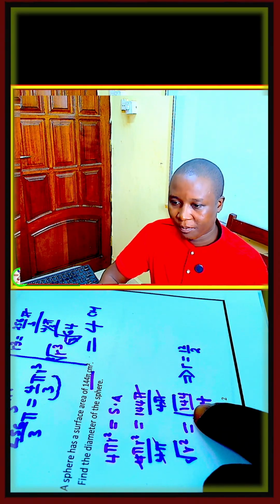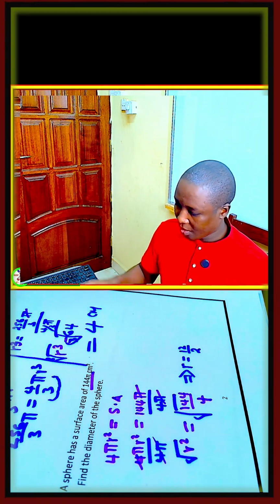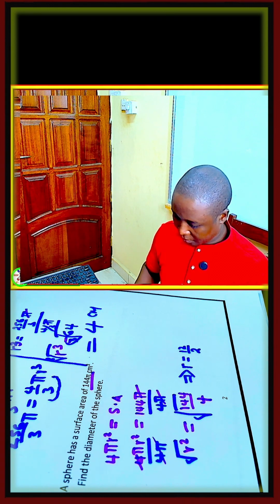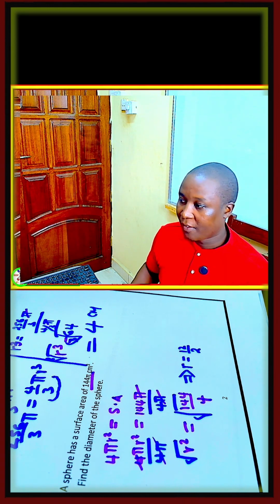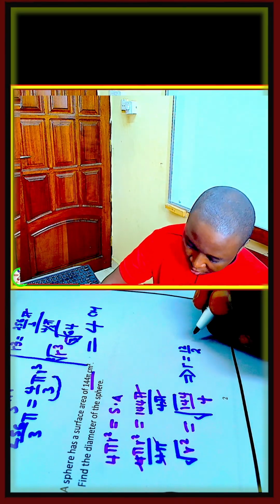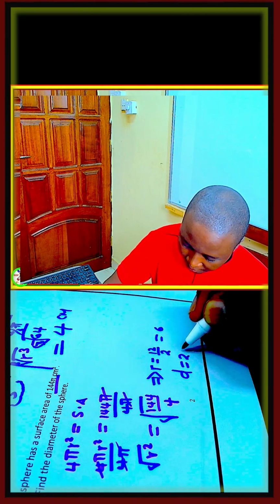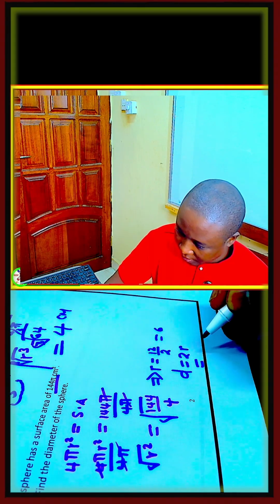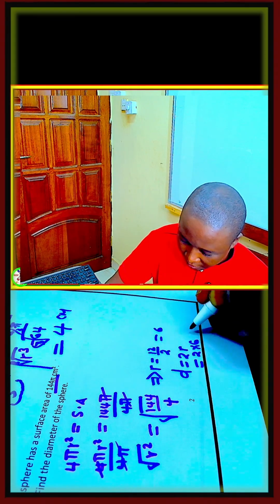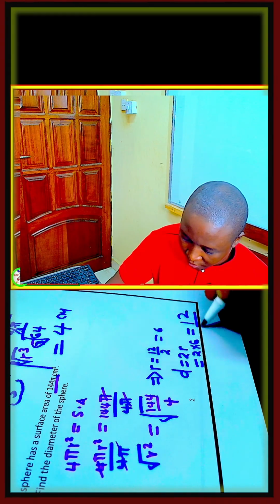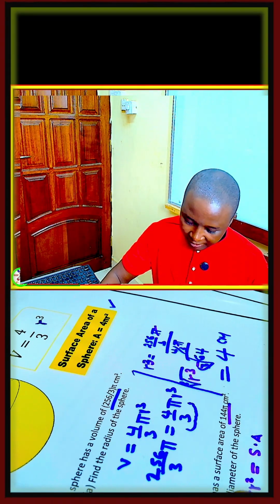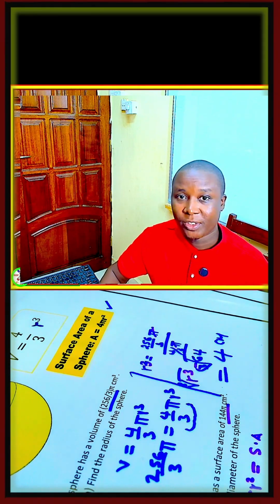12. Then if we divide by 2, that is going to be 6. But we know diameter is 2 times r, and this is going to translate to 2 times 6, and that's going to be 12 centimeters as the diameter of this sphere, which has a surface area of 144.